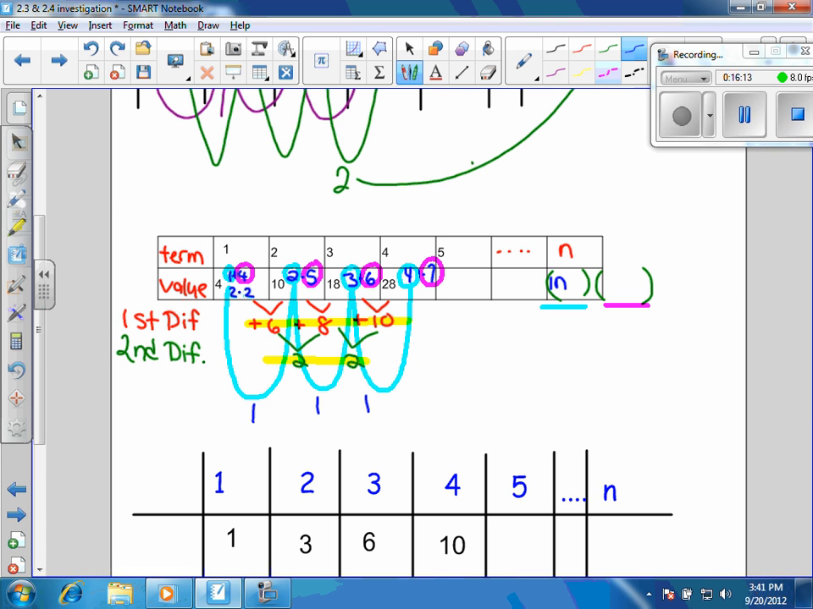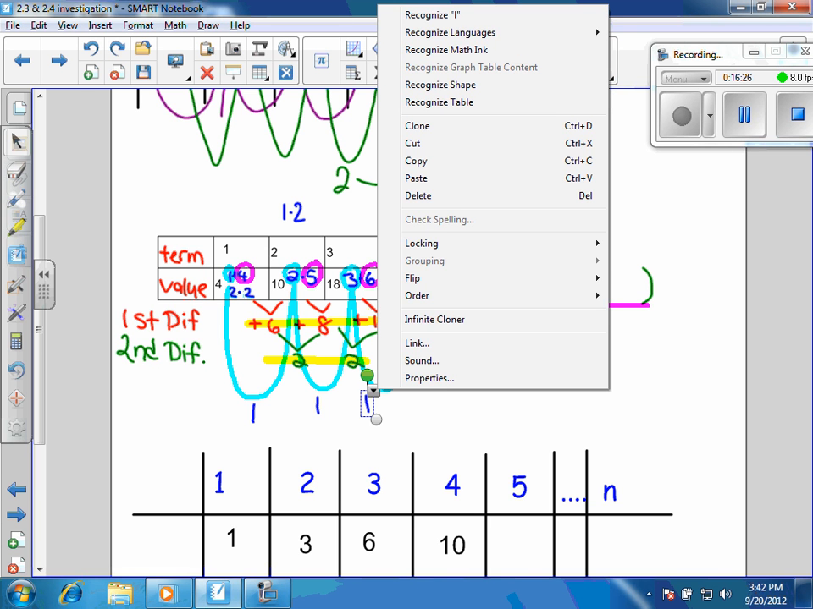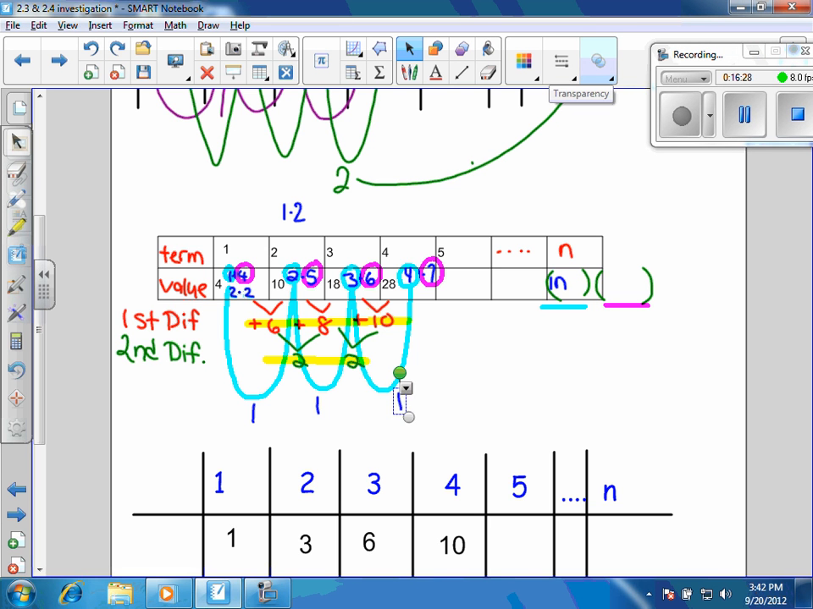Now I'm going to test it. Do you see how I got the 1 in? I took my common difference 1, and I take that common difference and it becomes my coefficient. There's always going to be an n right next to it. Like in y equals mx plus b form, it's the slope.